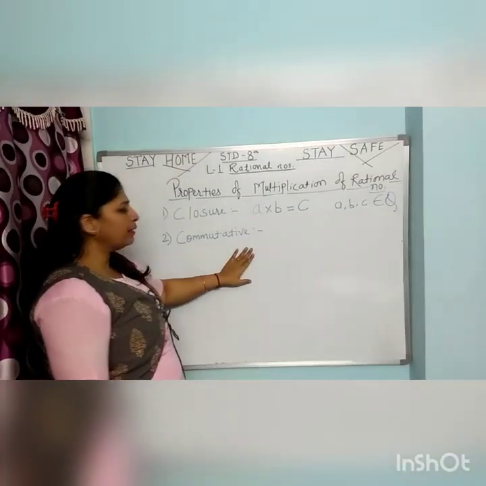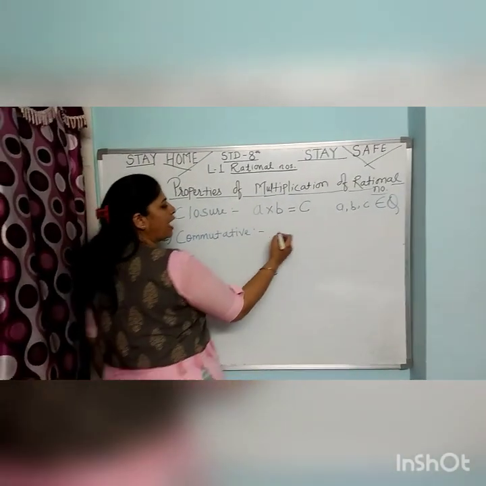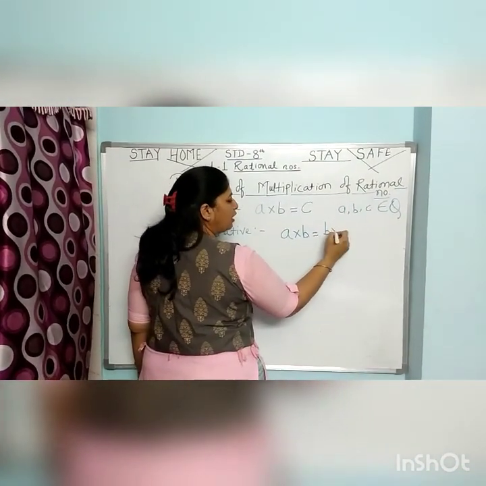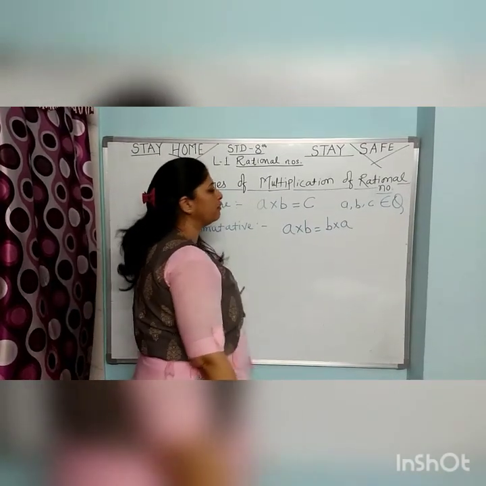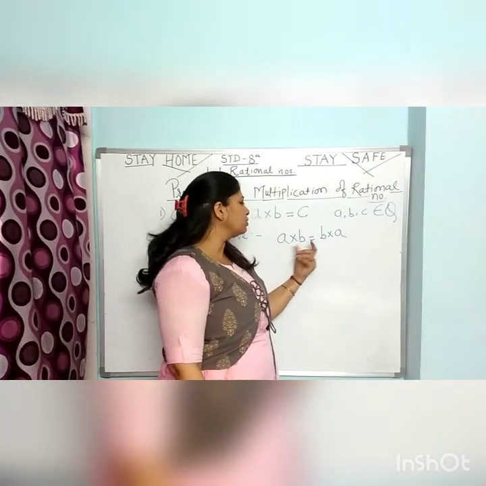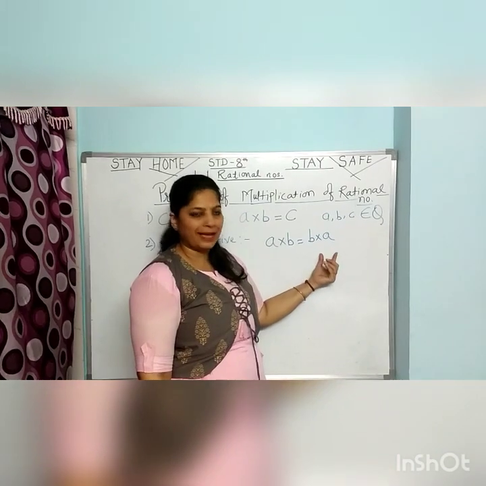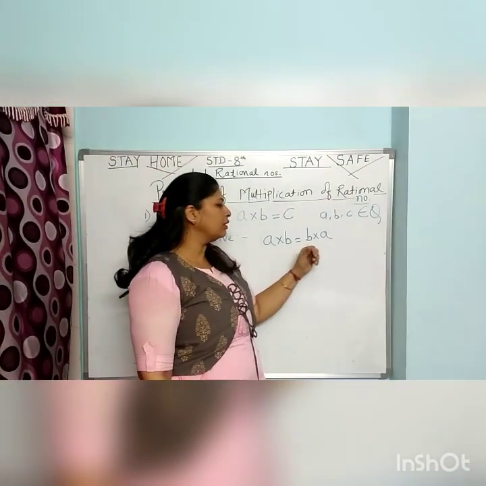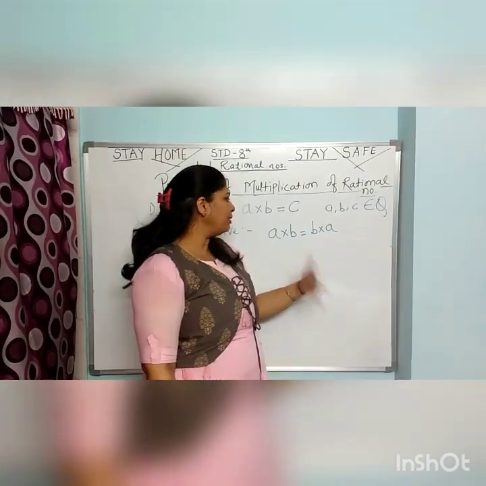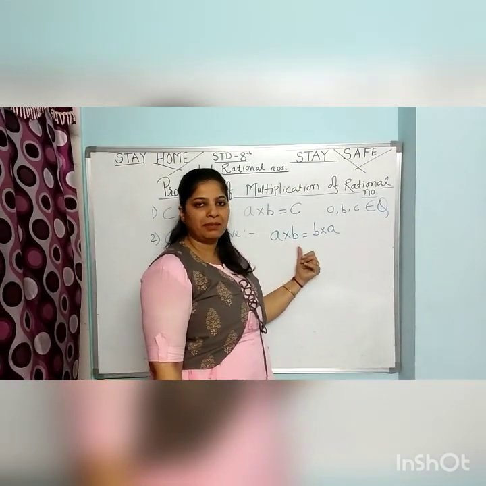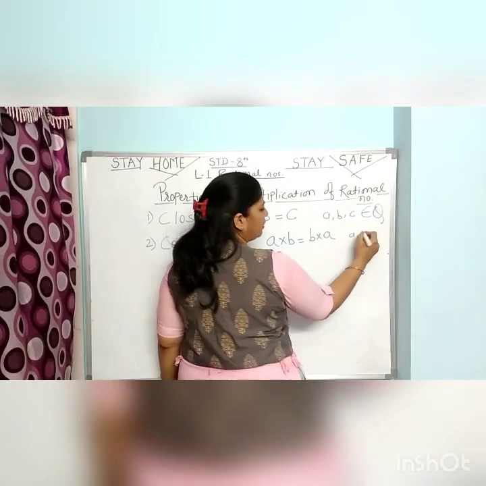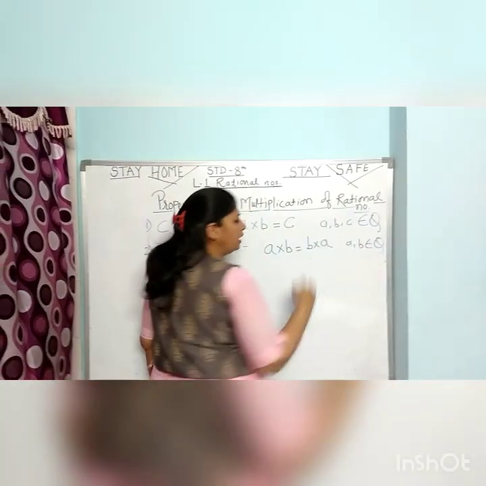In the commutative property of multiplication, if we are multiplying two rational numbers and we change the order of multiplication, then also the result will be the same, as we have seen in addition. A plus B is equal to B plus A. The same in multiplication: A multiplied by B is equal to B multiplied by A, where A and B belong to rational numbers.